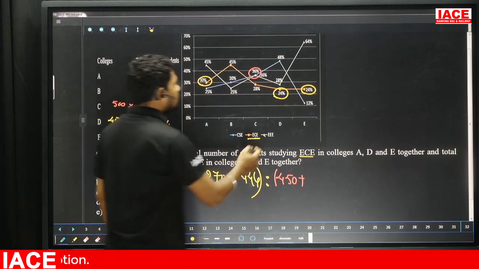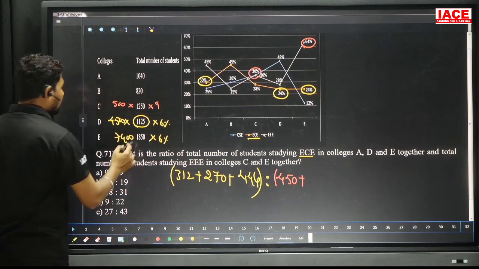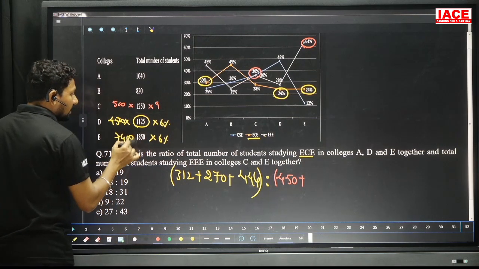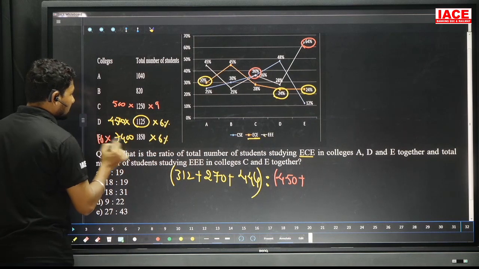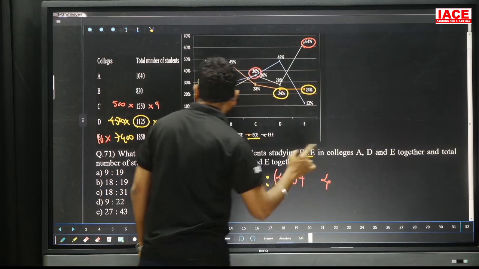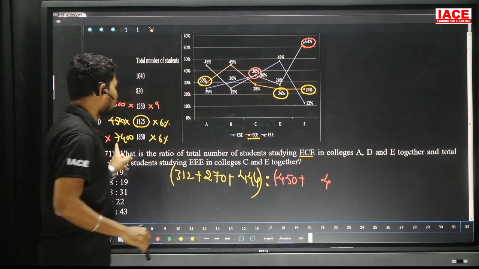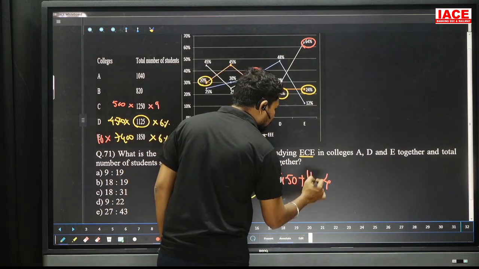E triple E belongs to white, it is 64%. 64% of 1850, but making that 4 times, it is 7400. We have to decrease this 16. 16 into 74. 16 fours are 64. 4 carry forward is 6. 16 7s are 112. 112 plus 6, it is 1184.